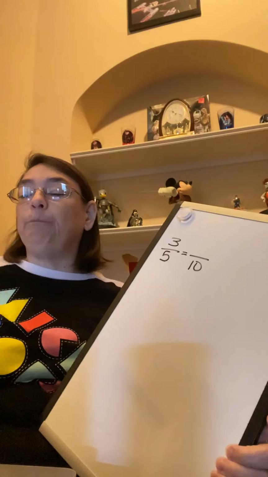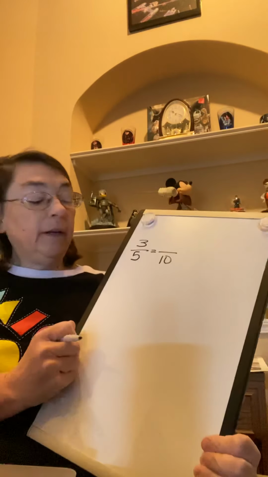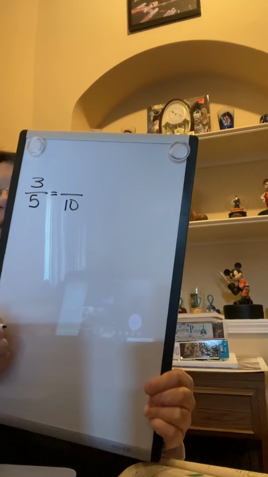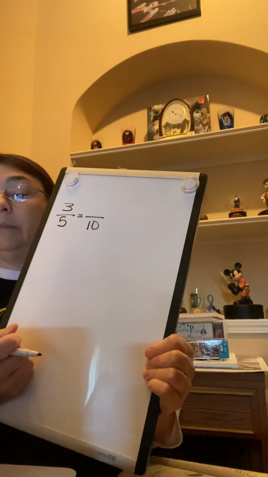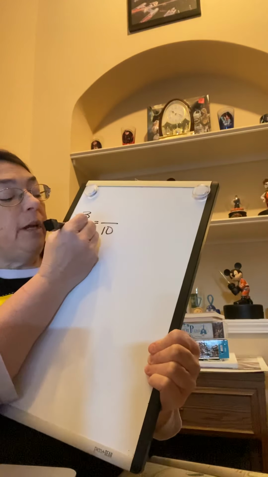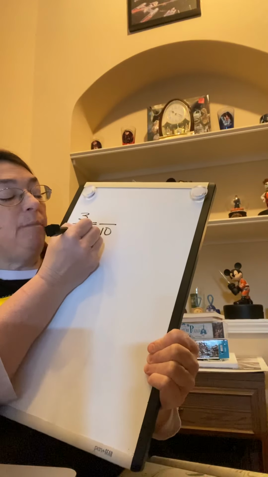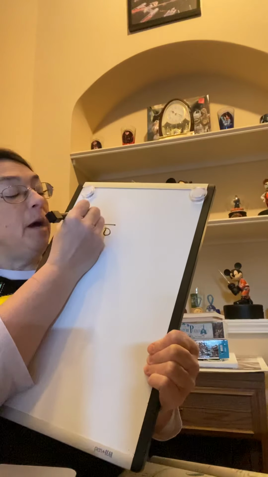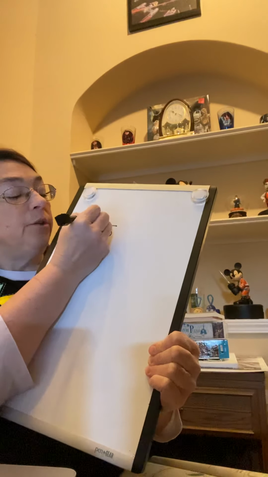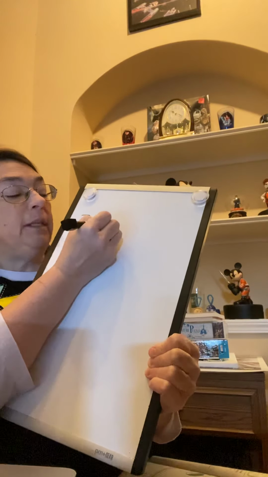All right. Okay, this is what number 3 looks like. It's 3 over 5 equals blank over 10. Okay, I showed you yesterday that you could do 5 times 2 equals 10. Whatever you do to the bottom, you have to do to the top. So 3 times 2 is 6.